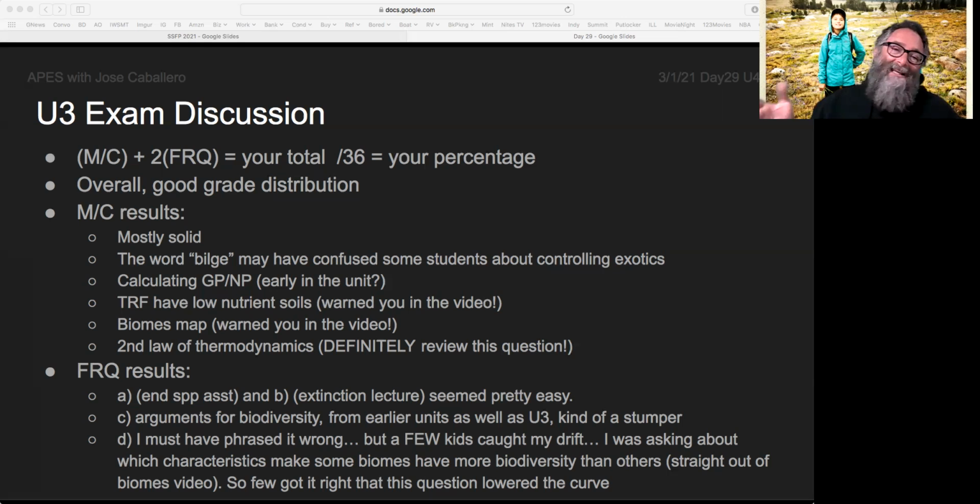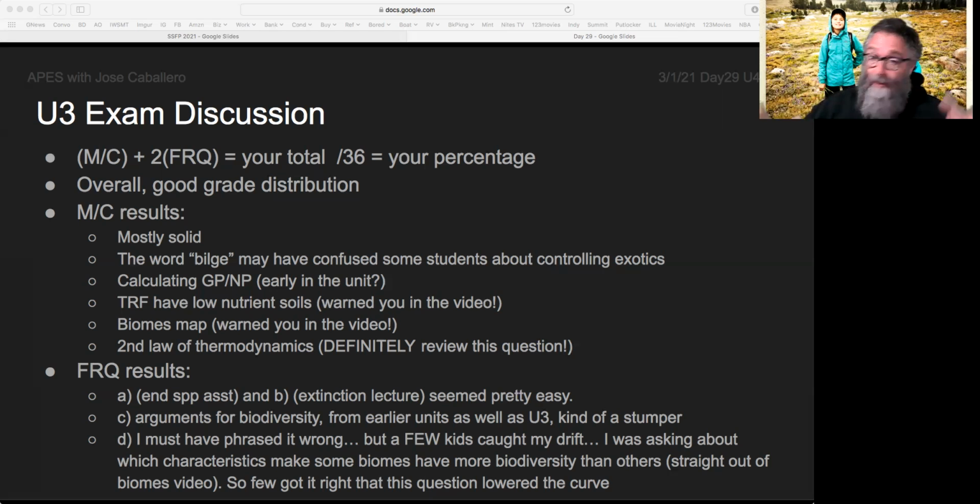And D, I think I just phrased it wrong. There were a few kids who I think could tell what I was asking. I wanted to know what characteristics make some parts of the planet more diverse than others. You know, some ecosystems have very low diversity, like the tundra has very few species. Whereas some parts of the planet, like tropical reef or tropical rainforest, have extreme biodiversity. And I was digging for why.